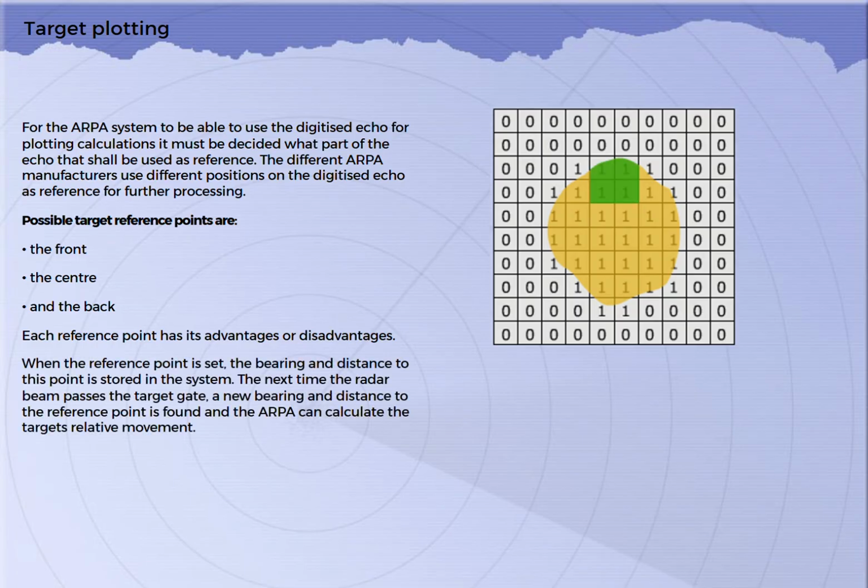When the reference point is set, the bearing and distance to this point is stored in the system. The next time the radar beam passes the target gate, a new bearing and distance to the reference point is found, and the ARPA can calculate the target's relative movement.